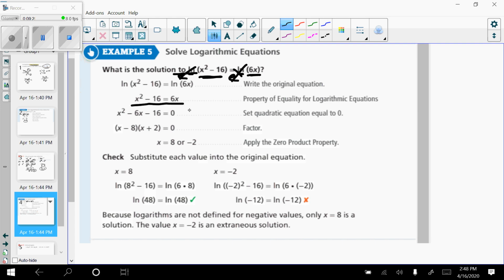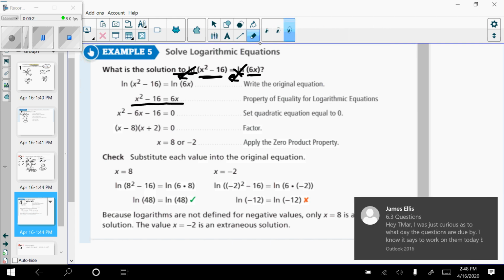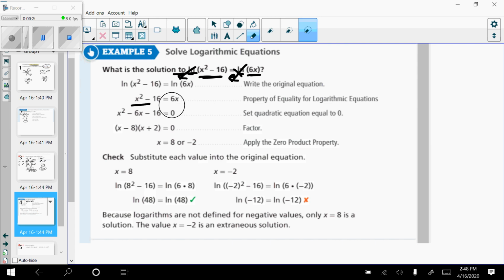How many different types of x's do I have? I have 2 types of x. I cannot solve this by isolation like we did in the one before. We're going to have to move that over there, set it equal to 0. So they minus 6x on both sides. That's how they got this. They set it equal to 0.